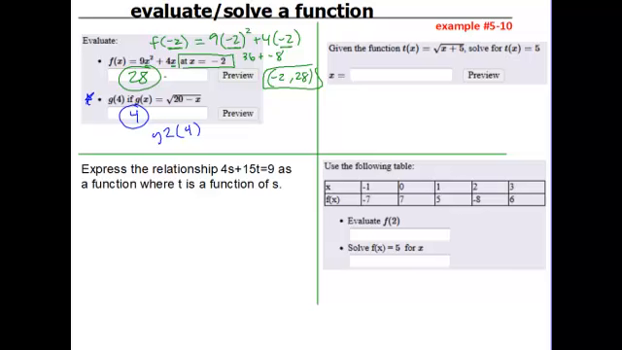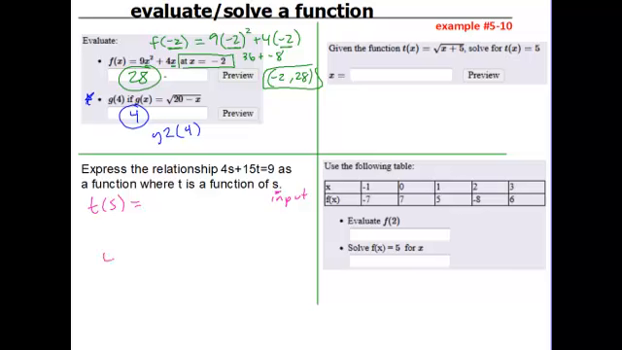The t or the s? Which is the input, which is the output? Since t is a function of s, what's the input? S. Okay, so we know that this is our input here. So if this is our input, when we set this up, we want to find t of s. Okay? So t is the variable we're isolating.